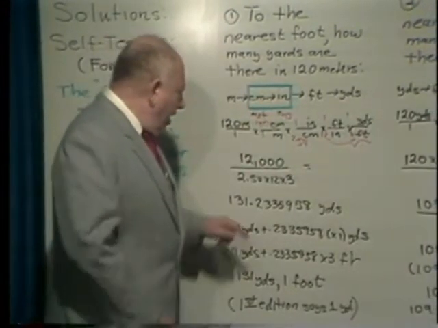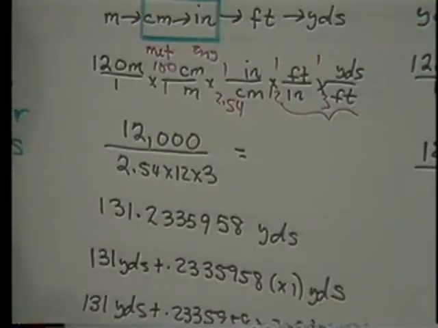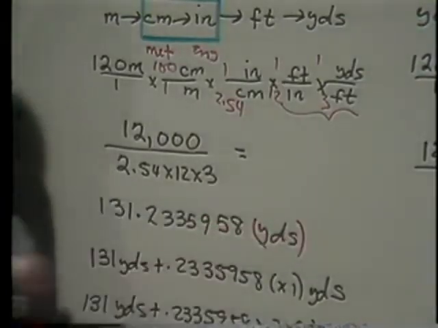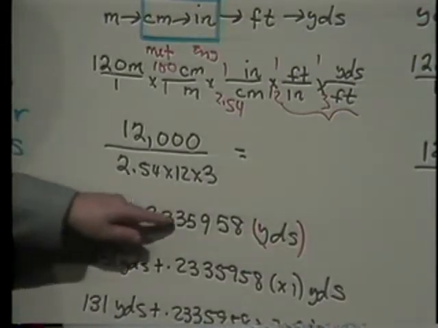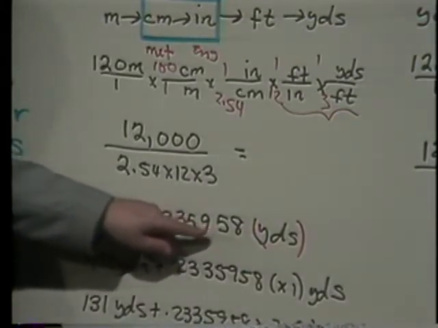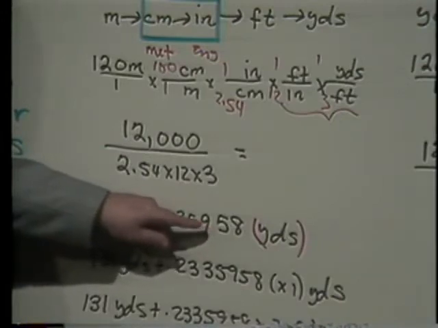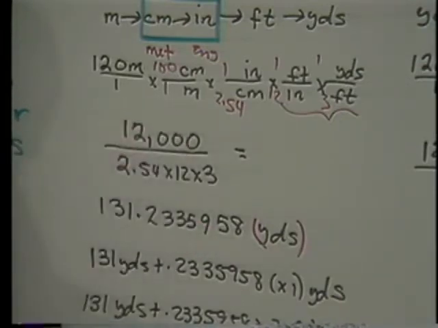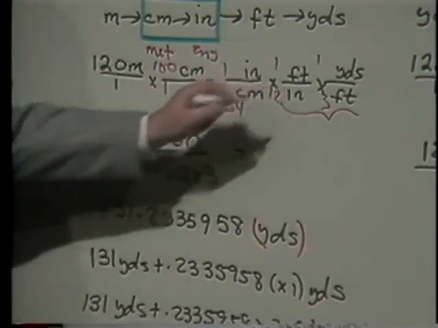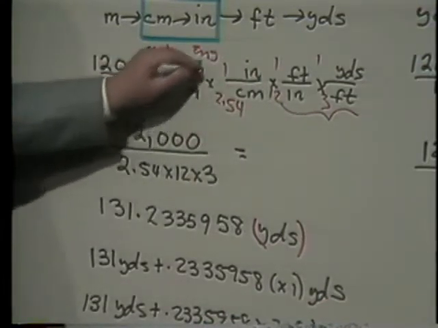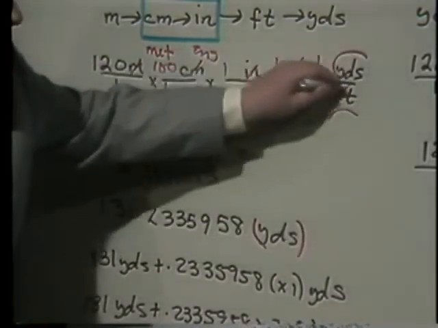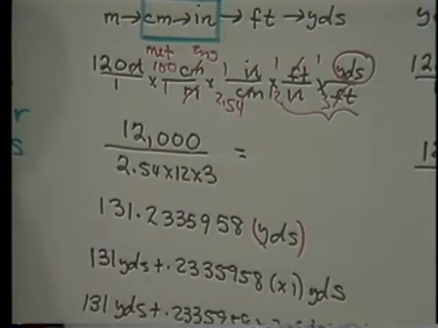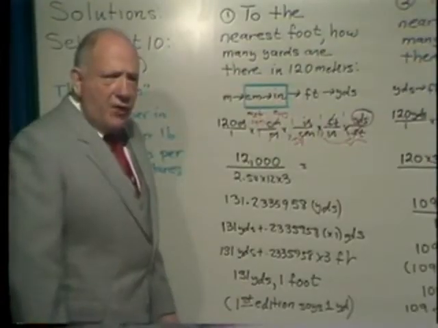operations in succession. And you wind up getting, and this is interesting too, the calculator doesn't have the word yards on it, so you wind up getting 131.2335958. You have to remember that the label was yards. And if you don't remember that, how do you get that? See, you wouldn't have got this if the label wasn't yards, but remember, the meters have canceled, the centimeters have canceled, the inches have canceled, the feet have canceled. Yards is the label that's left. So it's yards, but the problem says find the answer to the nearest foot.